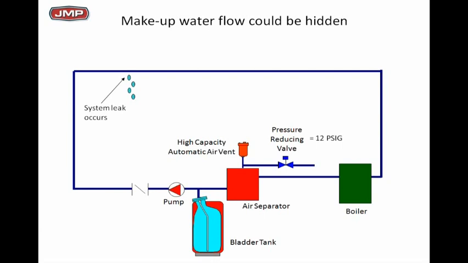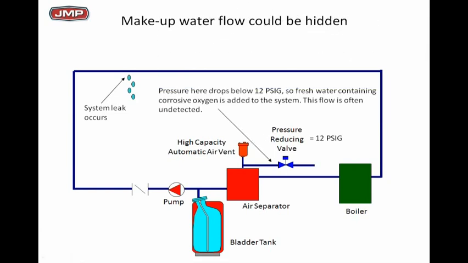But you got makeup valve there, 12 pounds, bringing in fresh water to replace the water that you lost in your leak. What comes with the replacement water? Oxygen. What's the oxygen going to do with iron? It's going to rust. So you no longer have a closed system. You now have an open system, and you got fresh water coming in.